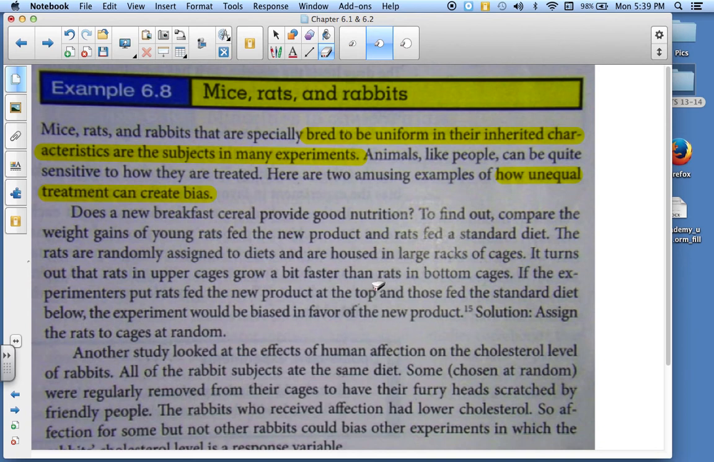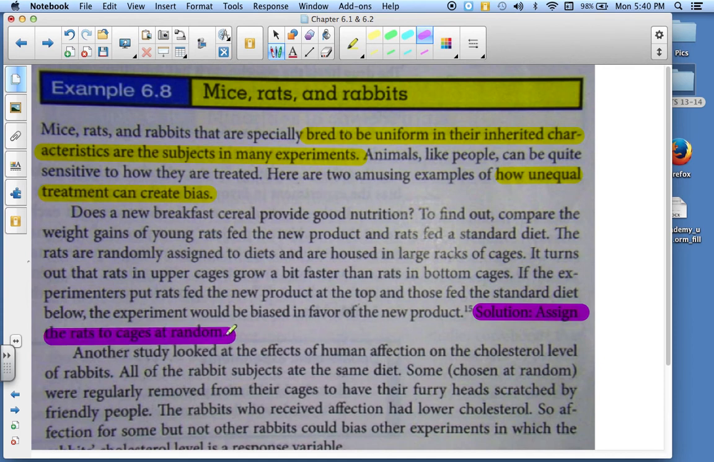Well, they already knew that there were two cages up top and cages on the bottom. The rats grow faster if they live in the upper cages. If you combine that with the new diet, that's like a double whammy. If you assign rats who are getting the new diet to the upper cages, that leads to bias because you don't know whether it's the upper cage that's increasing their growth rate or the new diet. The solution they suggested is to assign the rats to cages at random.